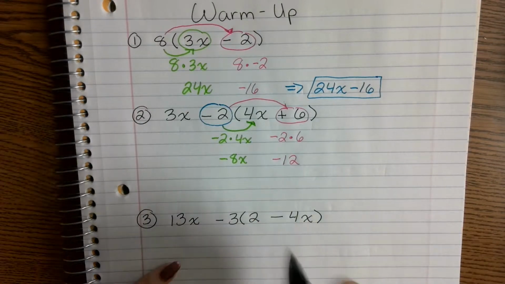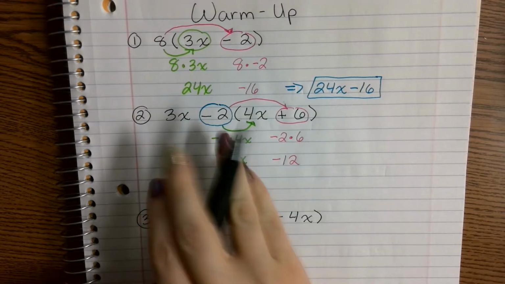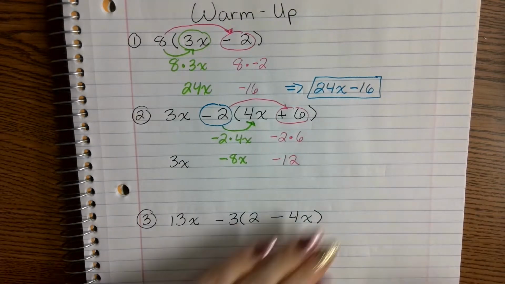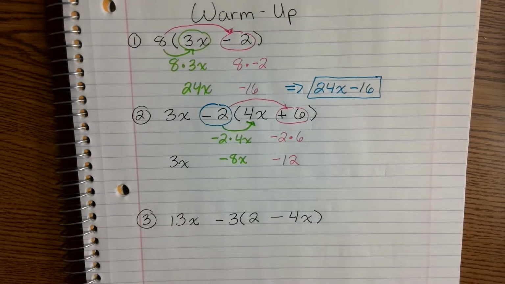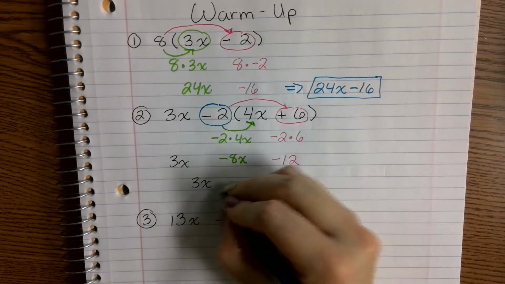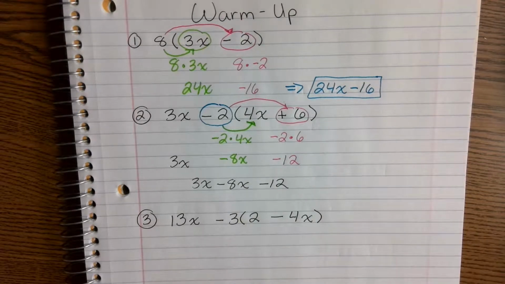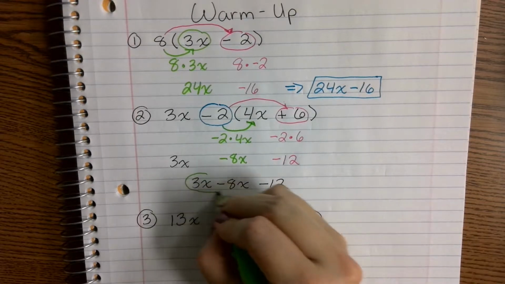You still have this 3x, though, from the very beginning. You have to distribute first before you can combine any like terms. Now that you have this, you can focus on combining those like terms. So if we write all this side by side, we've got 3x minus 8x minus 12. We can now combine these together.